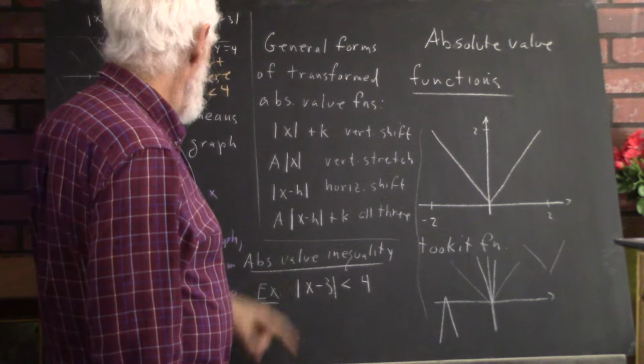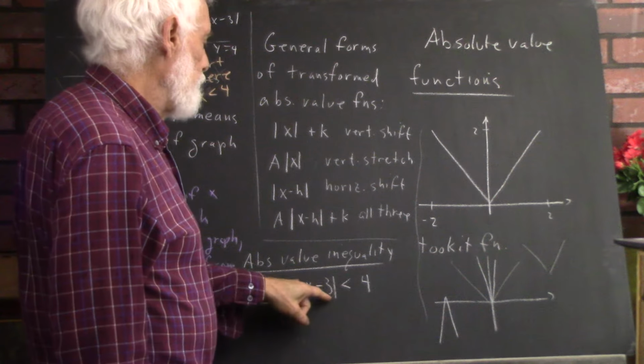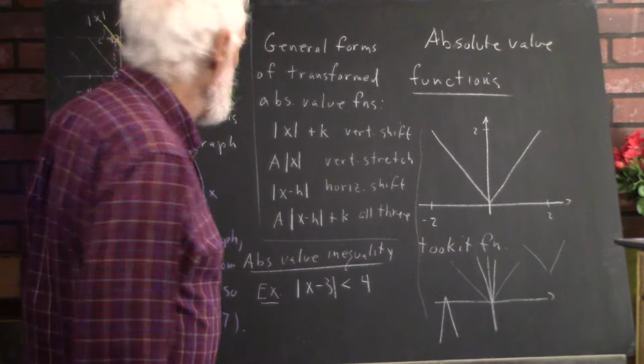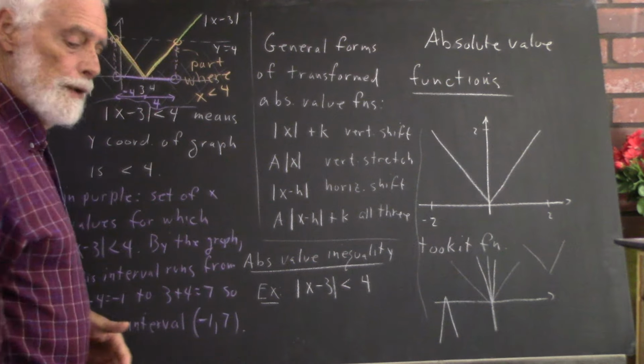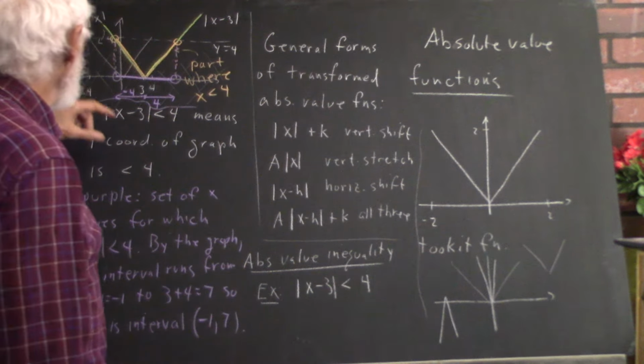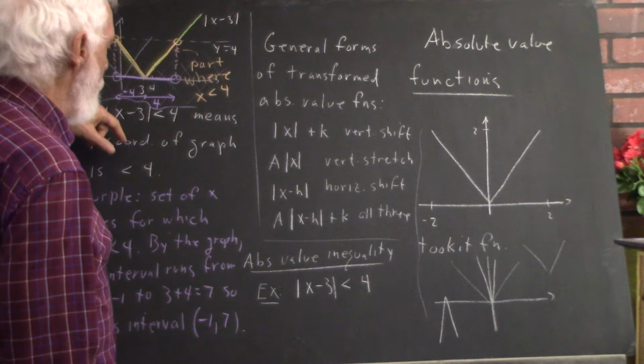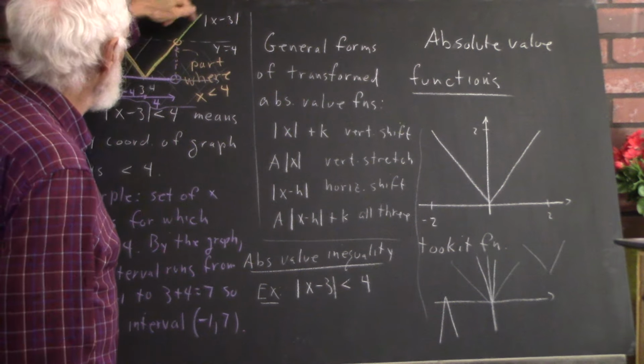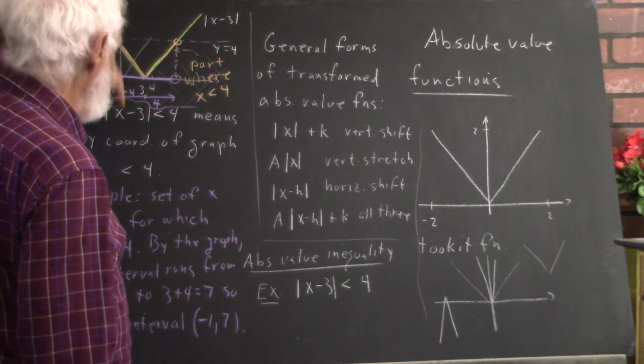Now, an absolute value inequality. Absolute value of x minus 3 less than 4. You should be able to see this better than you did on the Zoom link. But here is, in green, our absolute value of x minus 3. That's the absolute value of x shifted over 3 units. Still has a slope of 1 here, slope of -1 here.